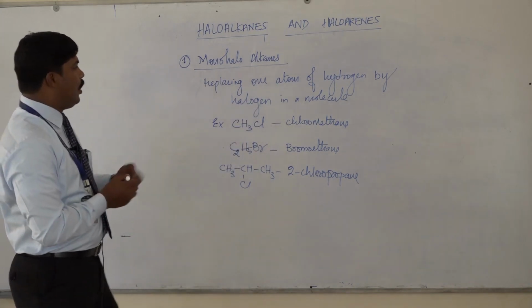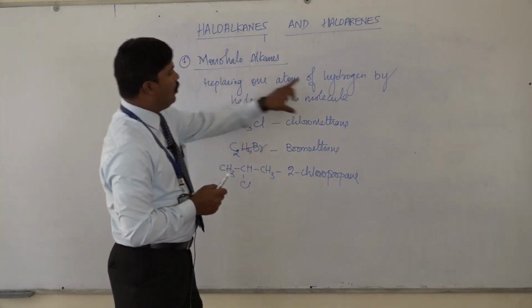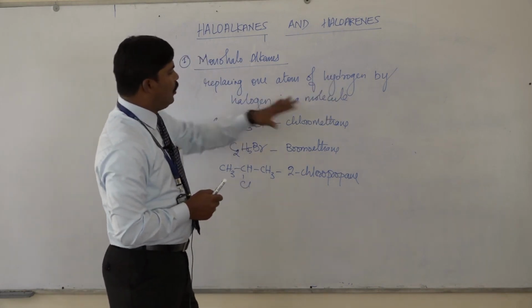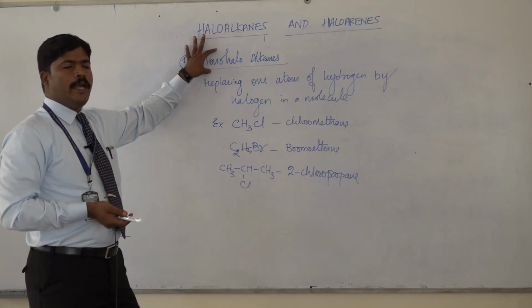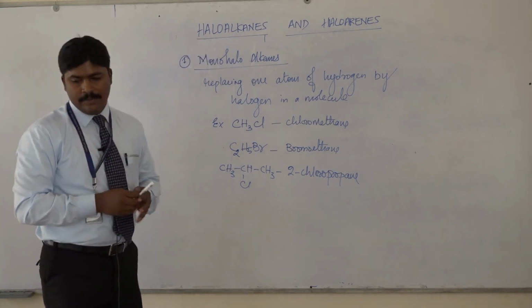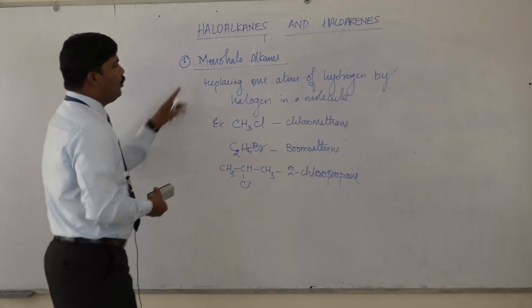The definition says: replacing one atom of hydrogen by a halogen in a whole molecule is called monohaloalkanes, or monohalogen derivative of alkanes. Similarly, we can also have dihalogen derivatives of alkanes.